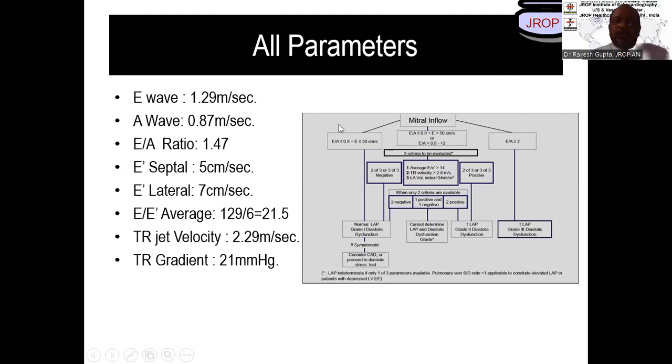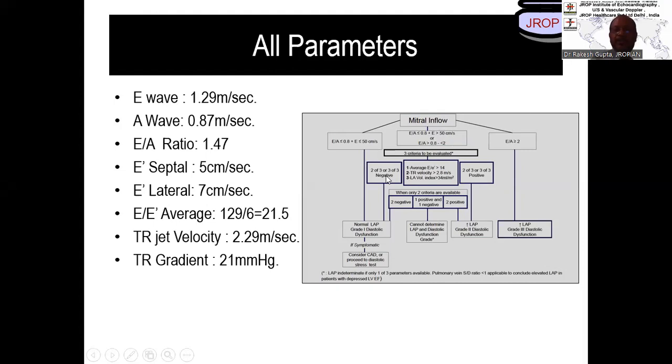So first of all, we do not belong to grade 1 at all. Then we belong to this category where E wave is more than 50, and E/A ratio is between 0.8 to 2. Here my ratio is 1.47, so I have to look at this in-between category.